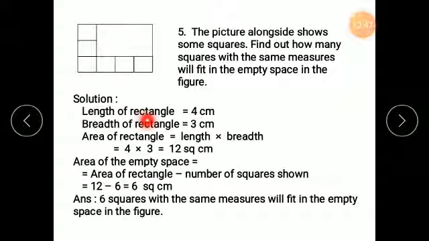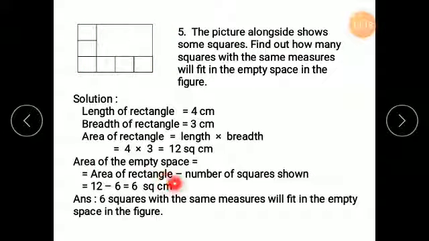Let us solve it. So length of a rectangle is 4 centimeter, breadth of a rectangle is 3 centimeter. Hence area of a rectangle is length into breadth is equals to 4 3s are 12 square centimeter. So the area of the empty space will be area of the rectangle. टोटल एरिया जो होगा उसमें से अगर मैं ये बॉक्सेस माइनस करूँगी तो यहाँ पे ये स्पेस मिलेगी, है ना. टोटल रेक्टेंगल का एरिया है, उसमें से ये जो बॉक्सेस ऑक्यूपाइड है ये मैं अगर माइनस करूँगी तो मुझे ये एरिया मिलेगा, एम्प्टी स्पेस का एरिया मिलेगा.